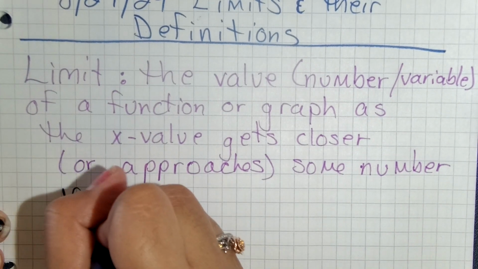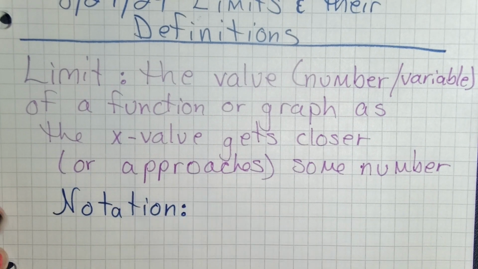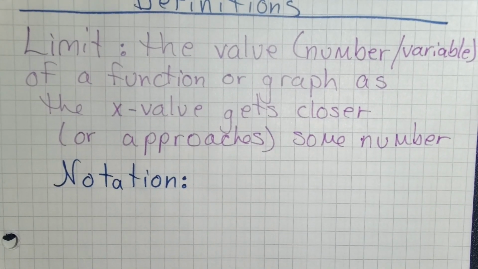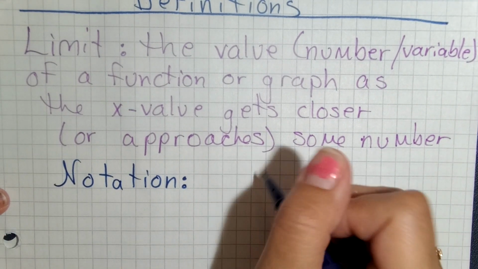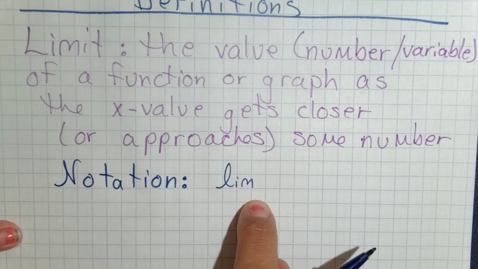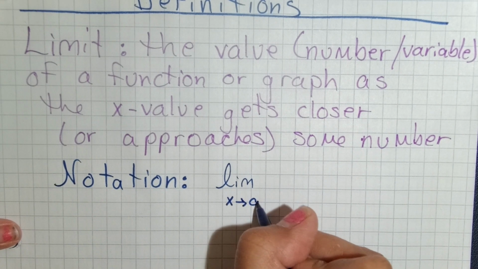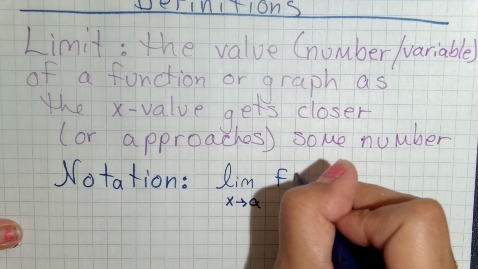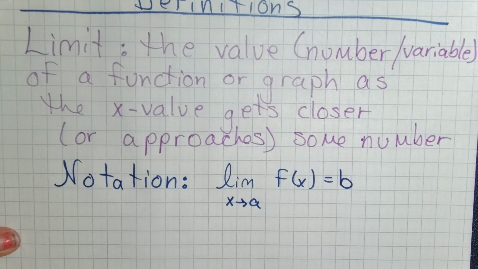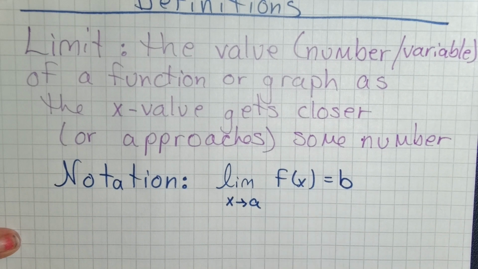We have specific notation, just like anything in math. We don't like to write tons of letters and numbers and words, so we create notations for it. The notation is as follows. LIM, this stands for limit. As x approaches a of f of x is equal to b. And I'll explain what all this means in a second.